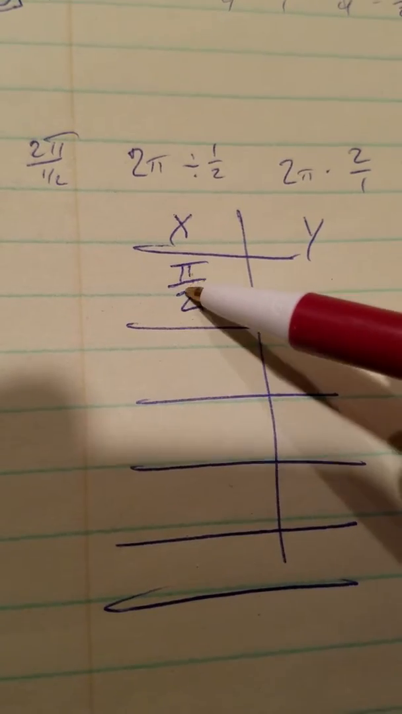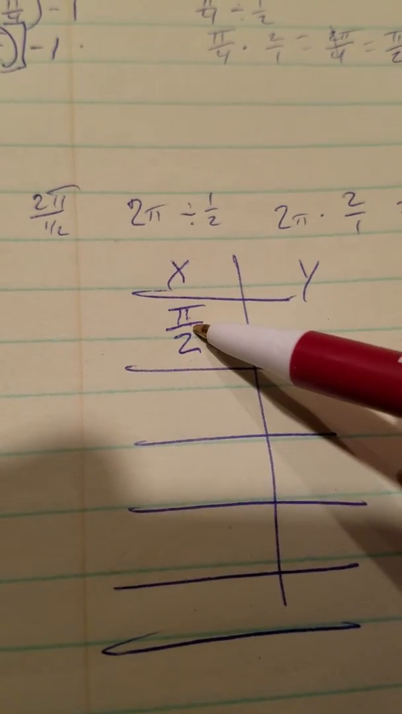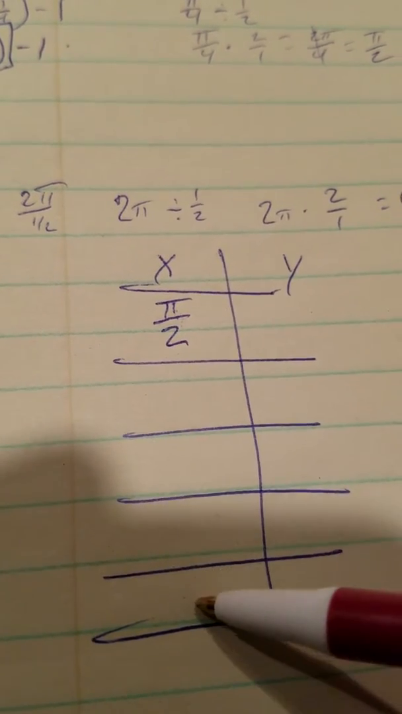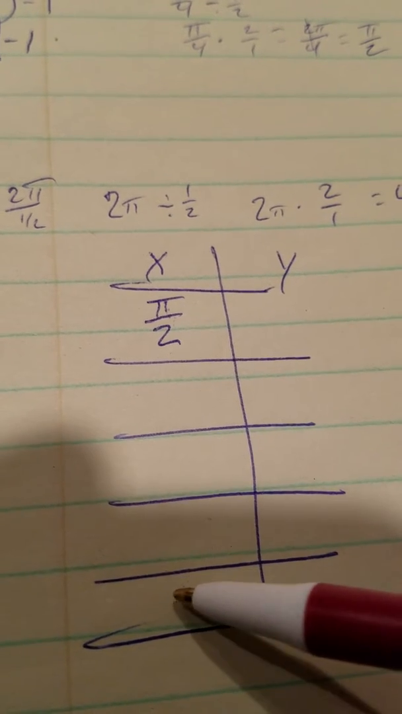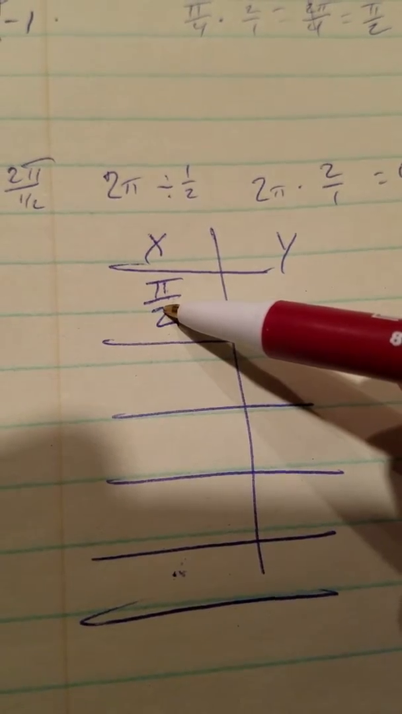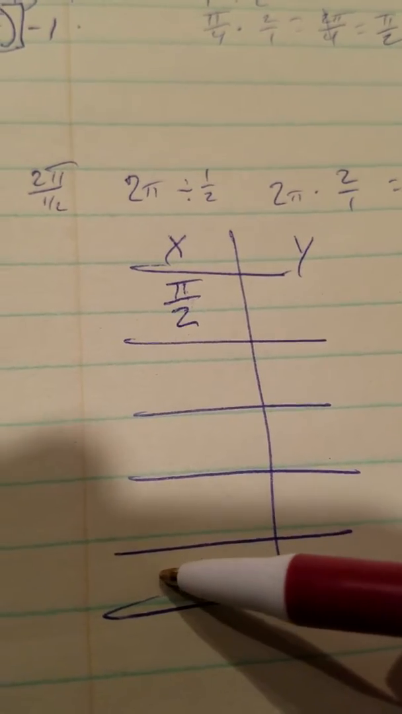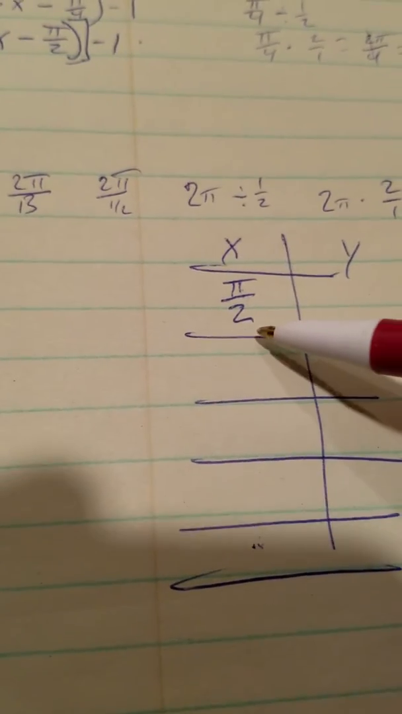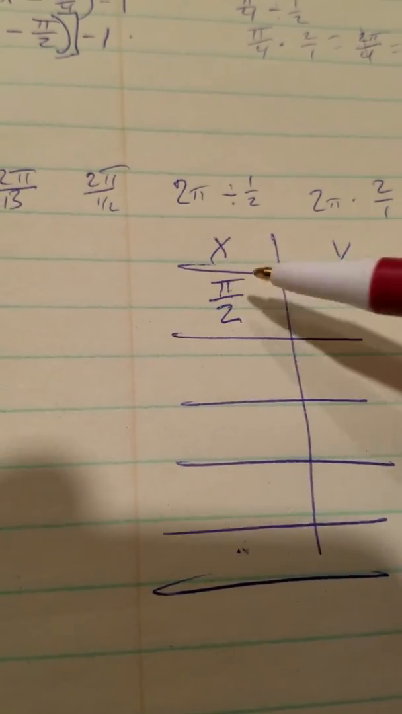Now, the length of the period is p, so 4 pi. So if I start here, my period is going to go on for 4 pi, and then it's going to end. So to figure out the last point, I'm going to do the starting point plus p. So if I add p to this, okay, so 4 pi, so pi over 2 plus 4 pi.